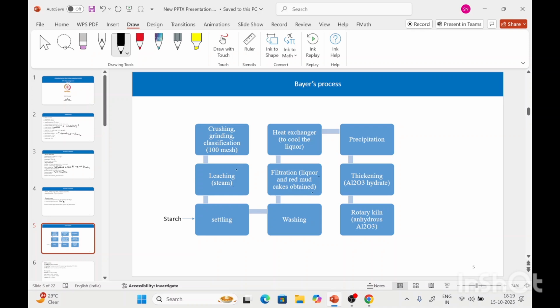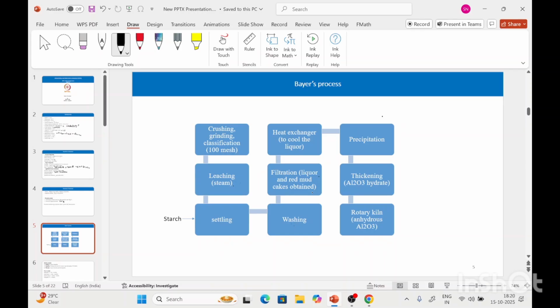and then that powdered ore is fed into the leaching system, in which steam is provided. Then in that leaching, settling of that suspension by mixing starch is done. So that suspension will then go through washing, then filtration. From the filtration, liquor and red mud cakes are obtained.